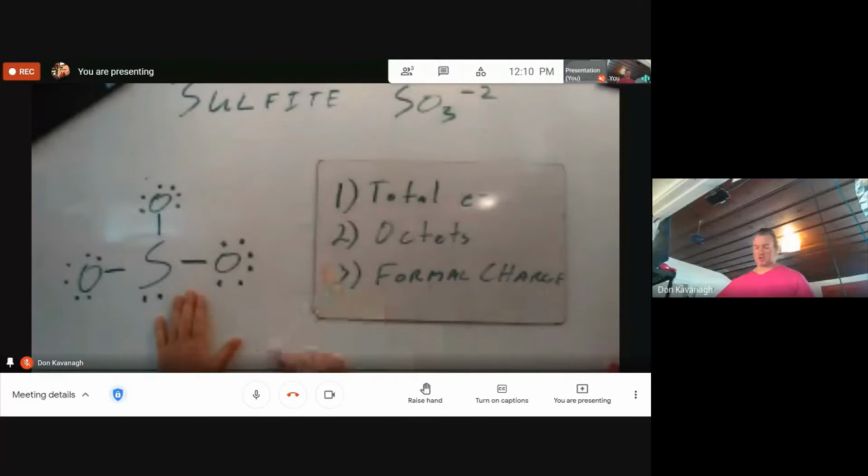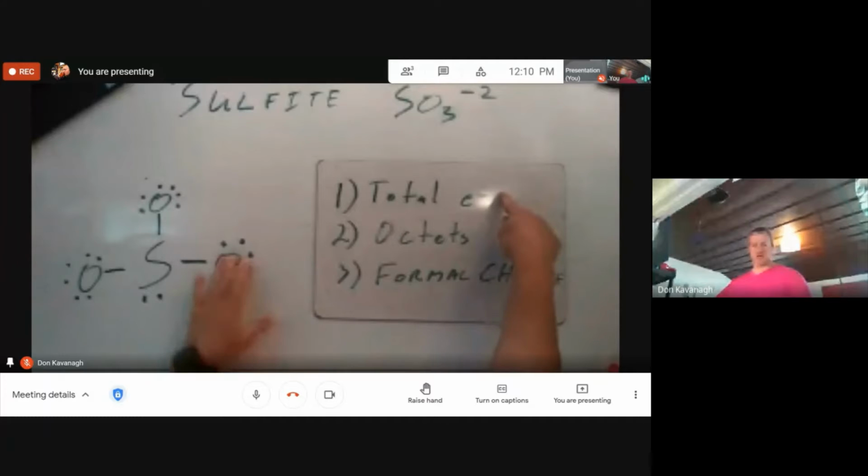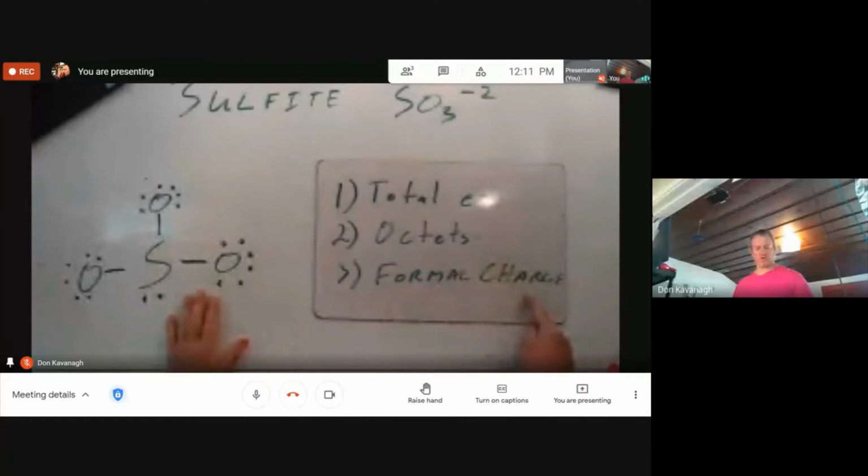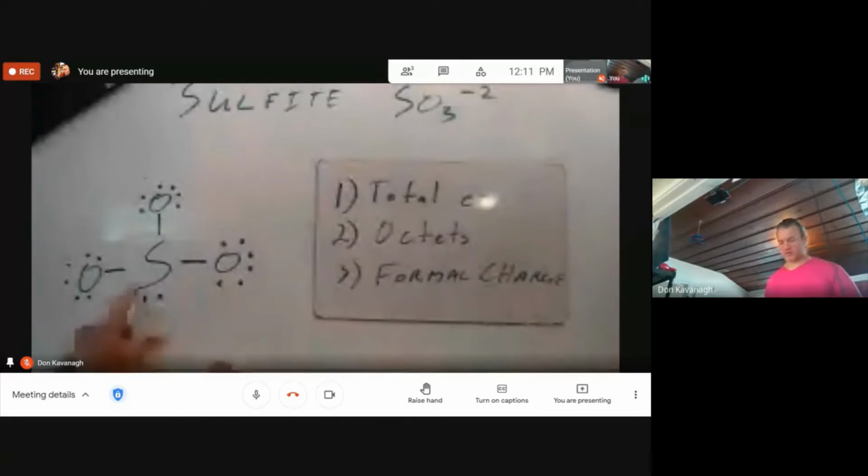It's got 26 electrons. That's all it's allowed to have. Each element has an octet. Let's calculate the formal charge for each of these elements here. So sulfur, let's start in the center right here and work ourselves out. Sulfur has 6 valence electrons in its neutral state right here.